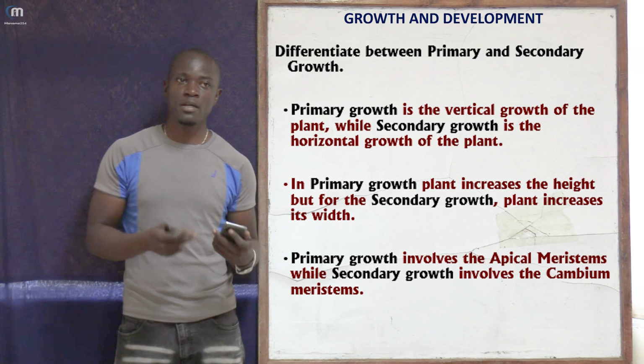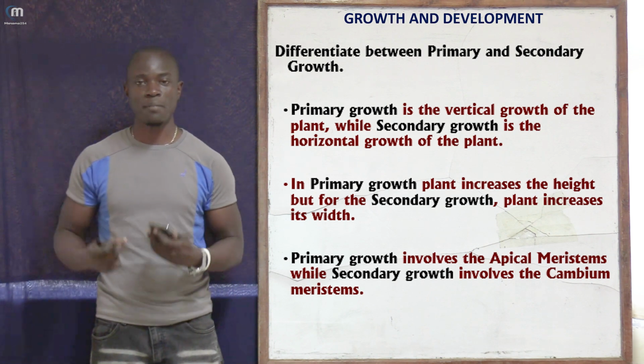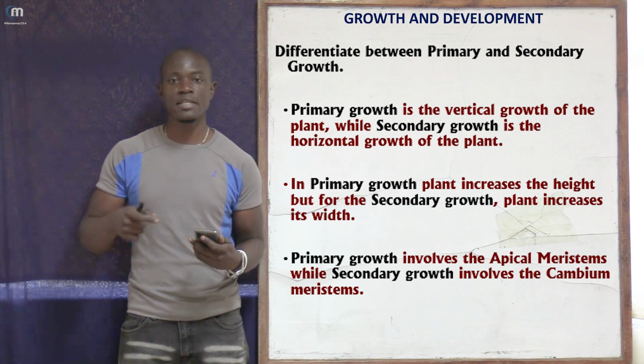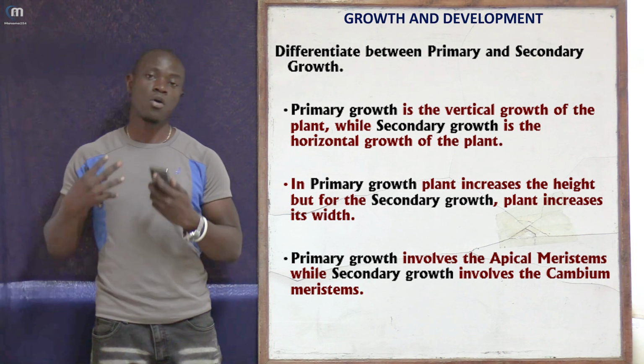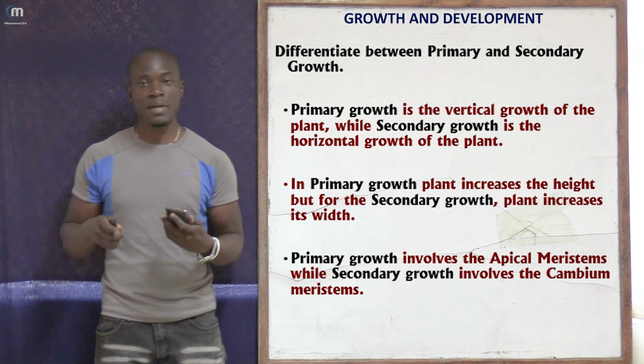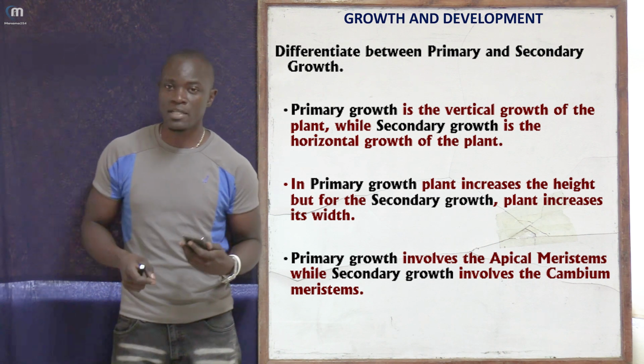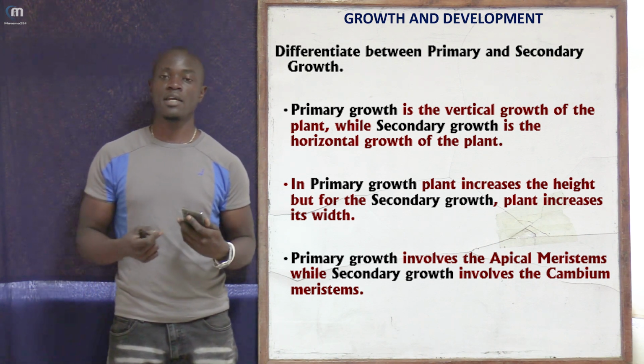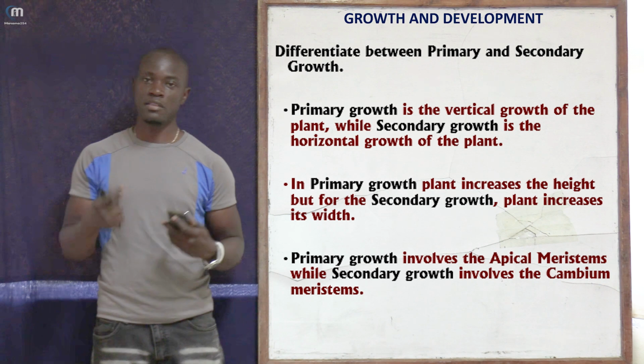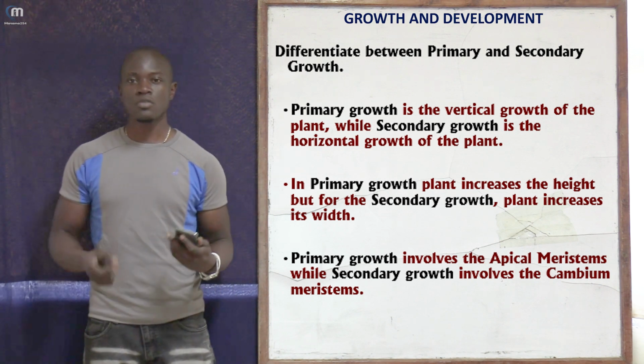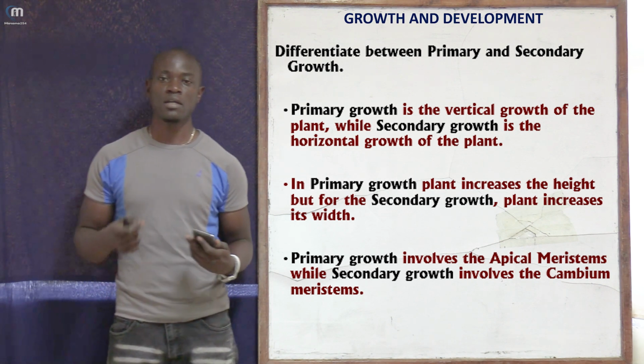So in primary growth, this is the increase in height of the plant, while in secondary growth, this leads to the increase of the girth or the width of the plant. So remember again, increase in the height of the plant is primary growth, and increase of the girth in the plant is secondary growth. So what are the importance of primary growth?